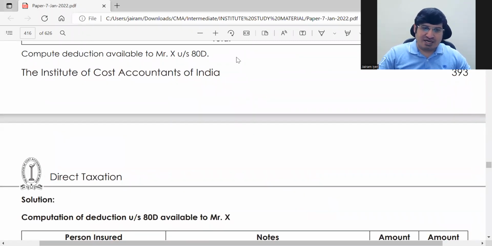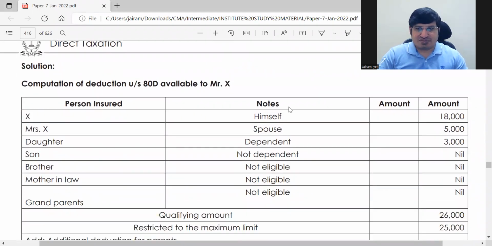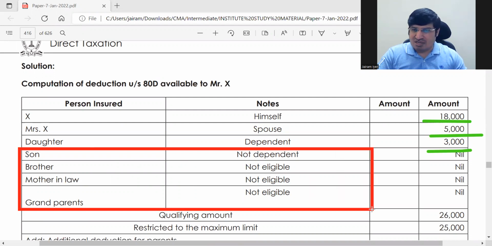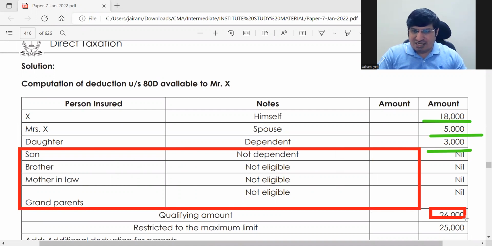Compute deduction under 80D. So here this is the answer: 18,000 Mr. X, 5,000 Mrs. Y, 3,000 daughter. After this, these are all not eligible, these four are not eligible: son, brother, mother-in-law, grandparents. None of them are eligible, so all this is nil. So these three we will total, it is 26,000 here, but your limit is 25,000.